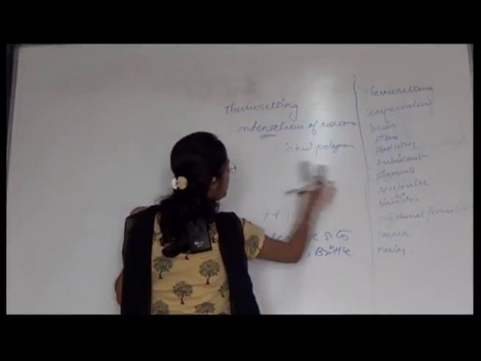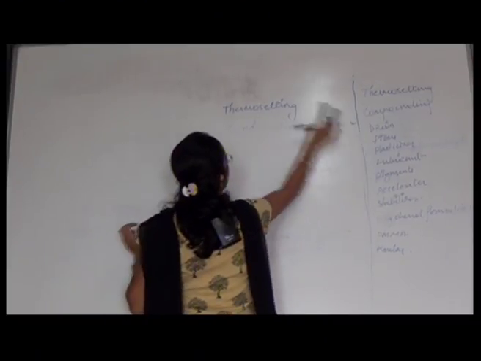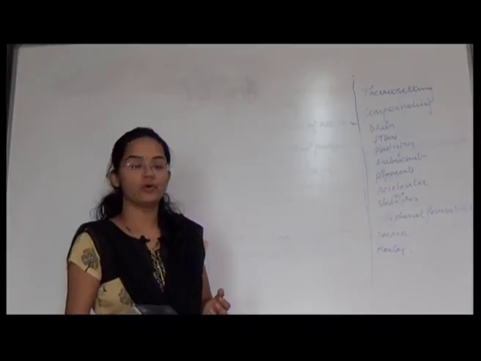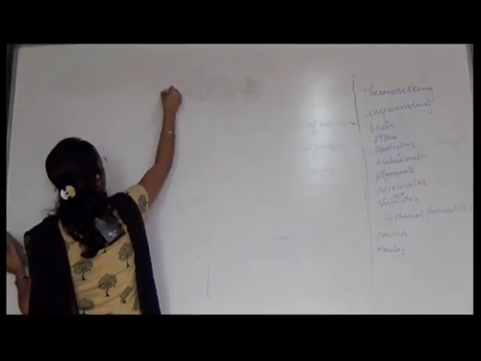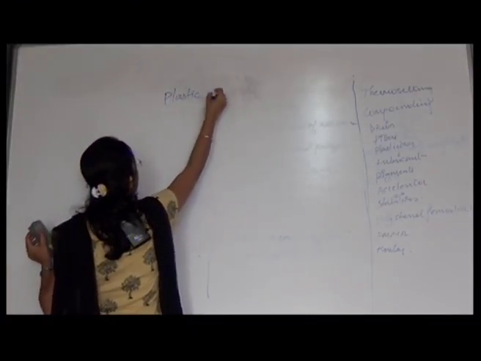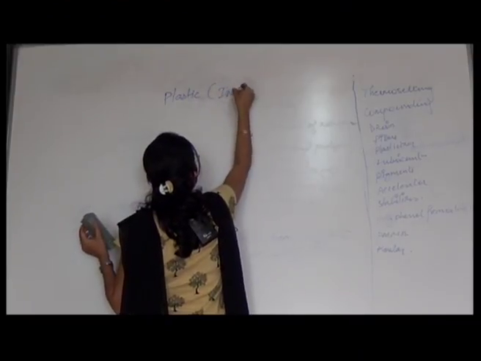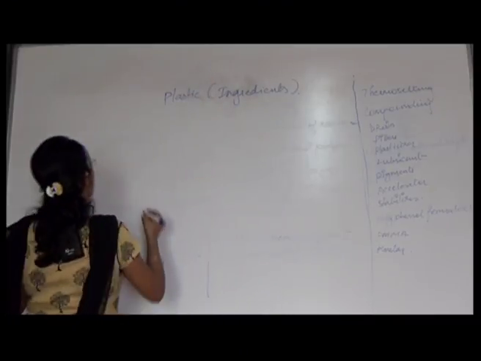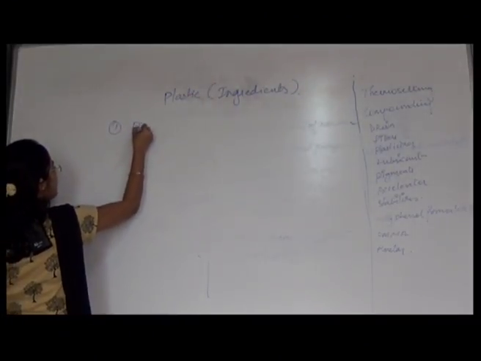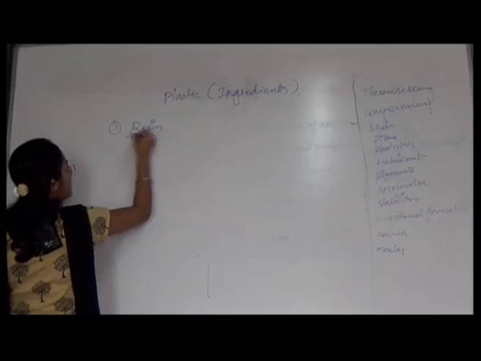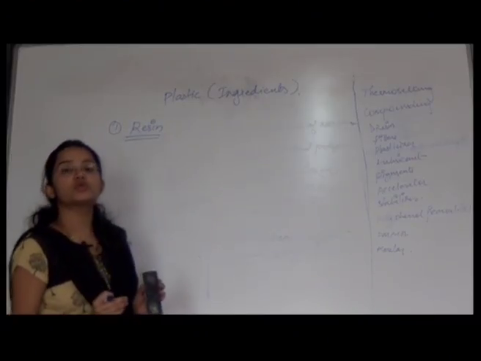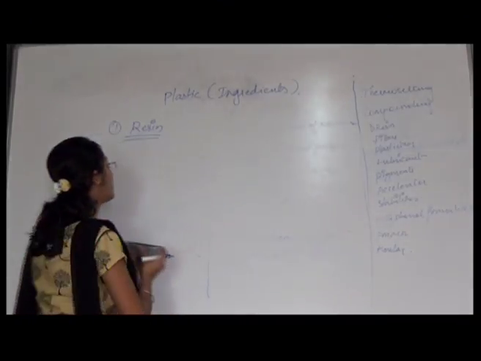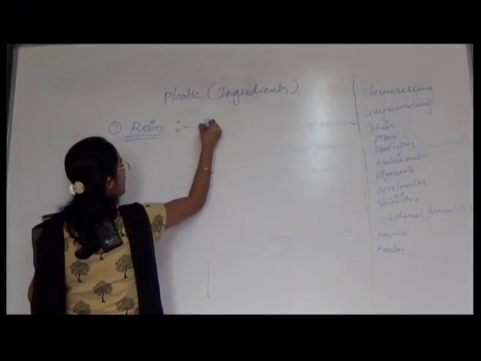The next point we are going to see is compounding. Compounding means the ingredients by which a plastic is made up. So for the formation of a plastic, we call these the ingredients or compounding. The first point here is resin. Resin is the main constituent in the formation of a plastic. Why is it the main constituent? Because it acts as a binder.